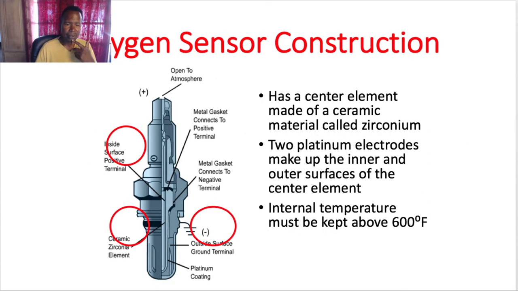And don't worry about it, you don't have to remember how the O2 sensor is made up, zirconium plates, platinum plates. It's just telling you what it's made of. The construction of it here: a center element made of ceramic material called zirconium. Two platinum electrodes make up the inner and outer surfaces of the center element. And internal temperature must be kept above 600 degrees Fahrenheit. So basically, this sensor has to heat up to 600 degrees Fahrenheit before it starts to operate.